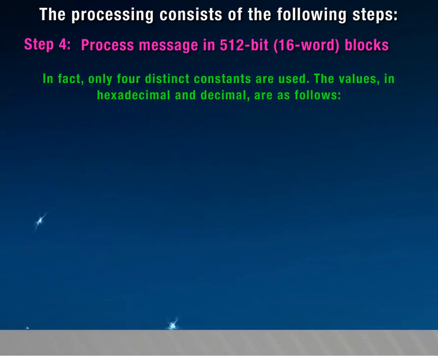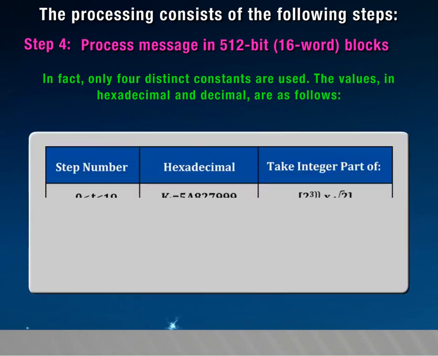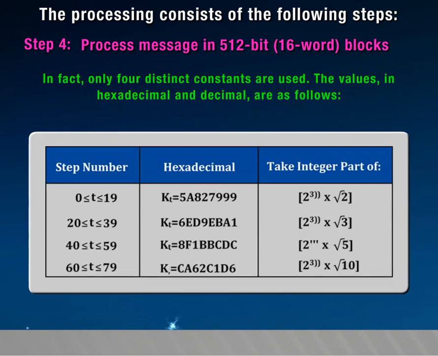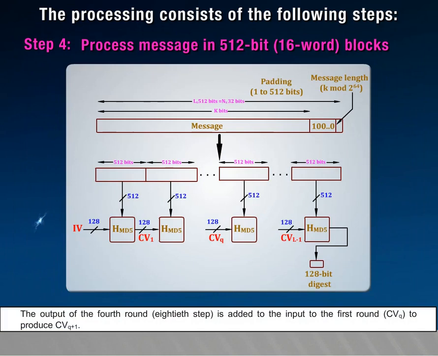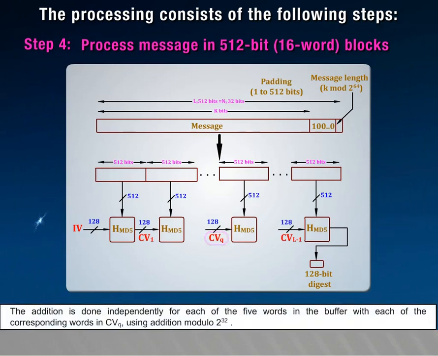In fact, only 4 distinct constants are used. The values in hexadecimal and decimal are as follows. The output of the 4th round, the 80th step, is added to the input to the first round, CVq, to produce CVq+1. The addition is done independently for each of the 5 words in the buffer with each of the corresponding words in CVq, using addition modulo 2^32.